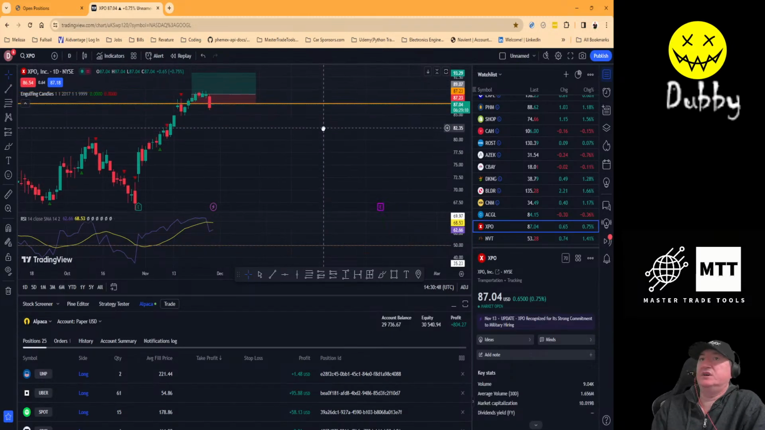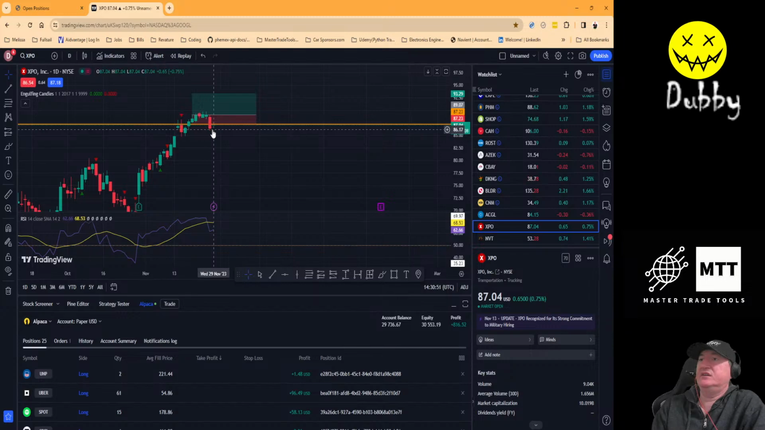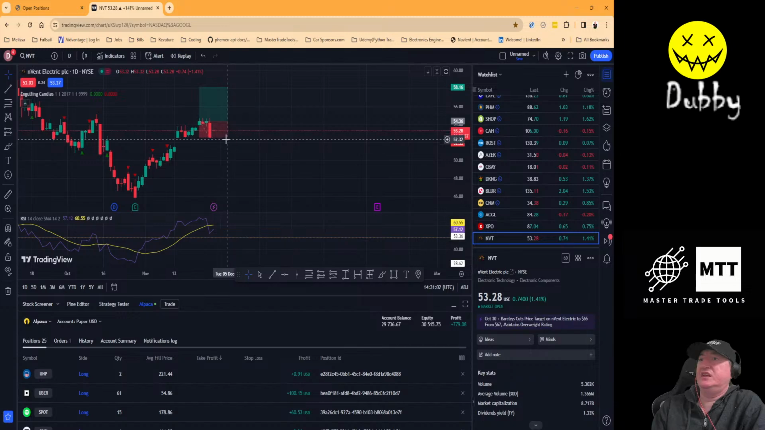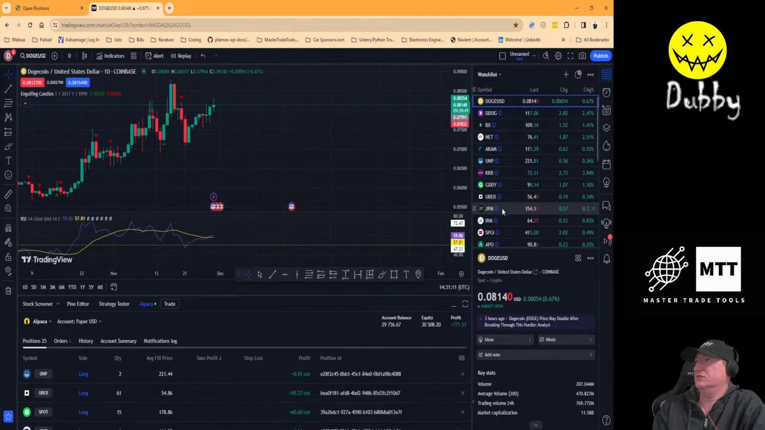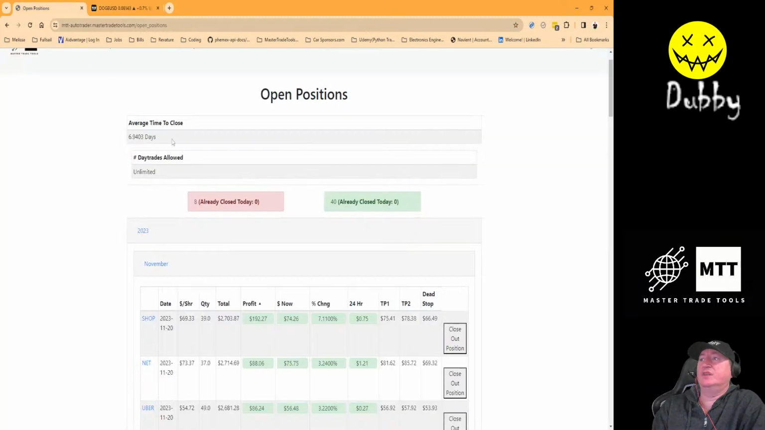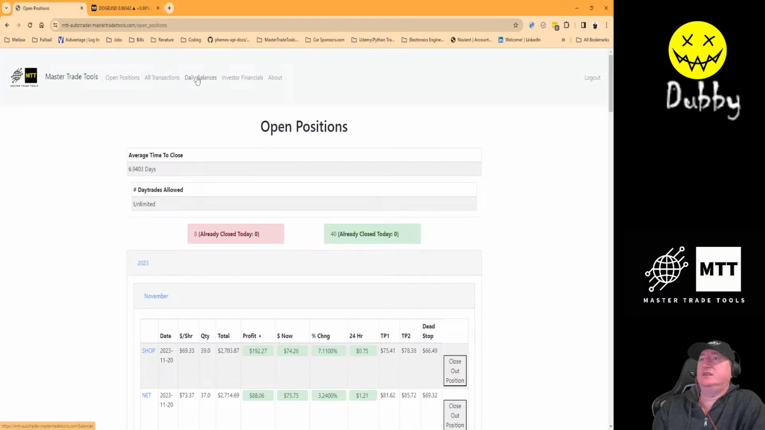This is another one, looking at XPO. It had quite a pullback yesterday as well that caused us to get stopped out. NVT, this is another one that caused us to get stopped out. As you can see, we got stopped out right at the stop out point. All right, so now that we've gone through that, let's go ahead and watch our daily.